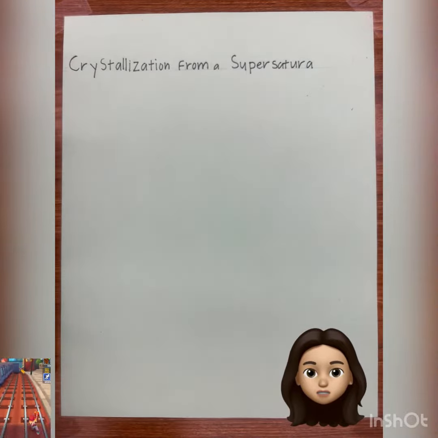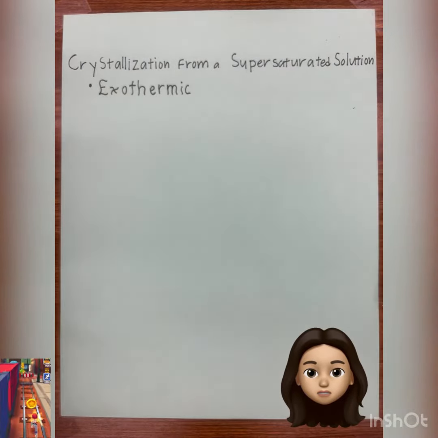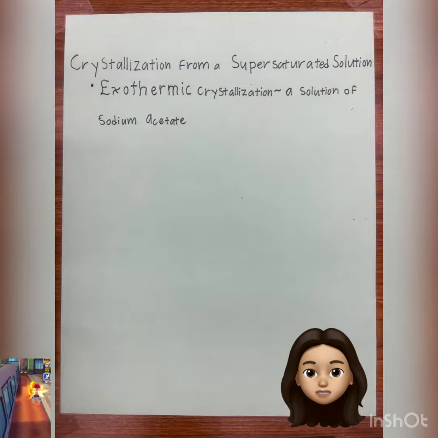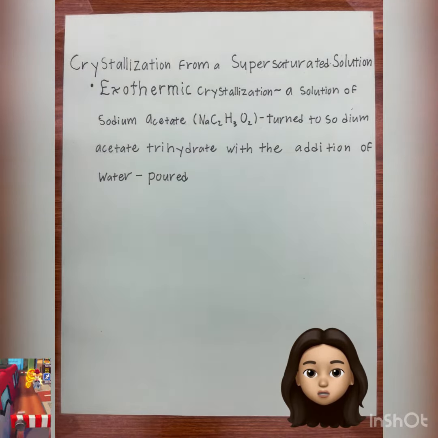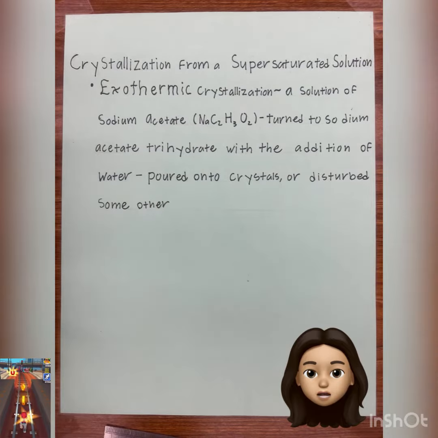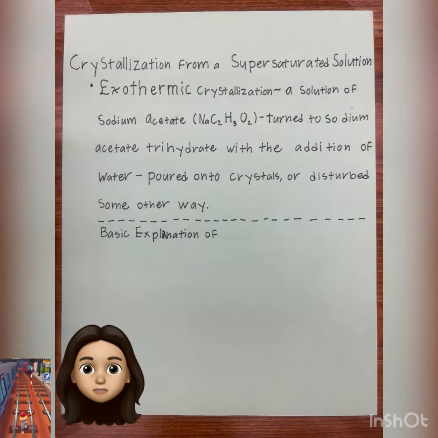Crystallization from a supersaturated solution. Exothermic crystallization. A solution of sodium acetate turned to sodium acetate trihydrate with the addition of water is poured onto crystals or disturbed in some other way.